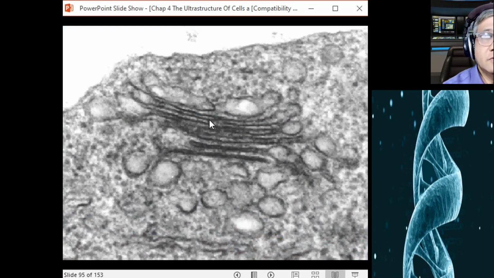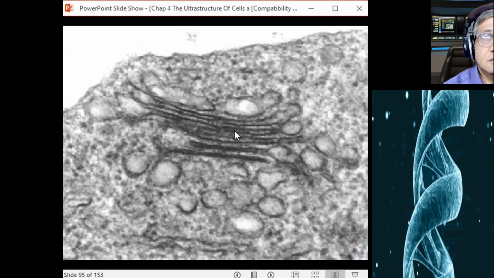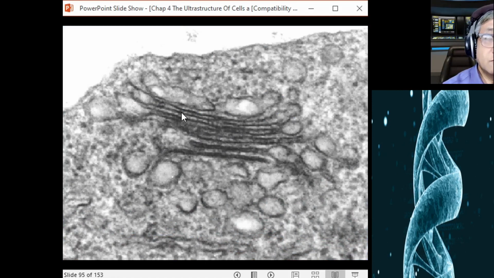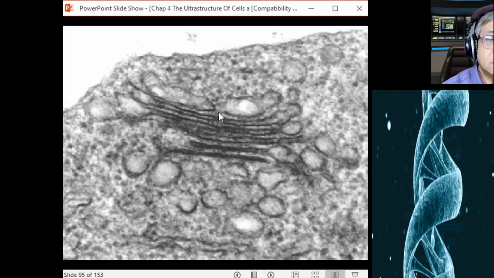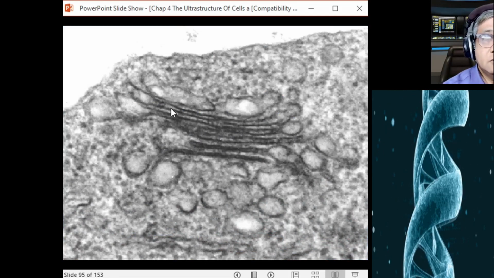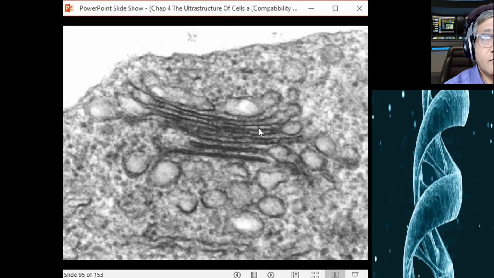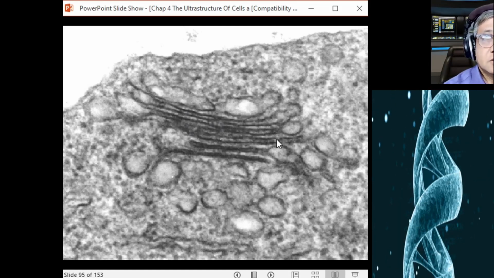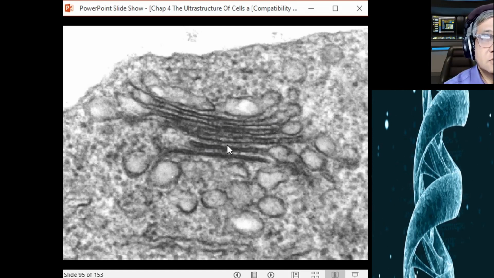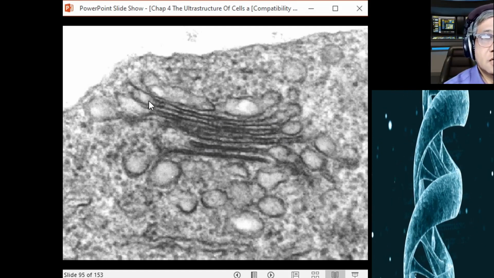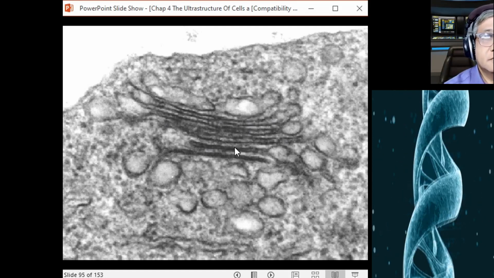Okay, so something like this. Everybody kindly take a look at the electron micrograph of the Golgi apparatus. The Golgi apparatus is composed of at least 7 to 8 of these flattened membranous stacks or sacs or cisternae, much like stacks of pancakes.